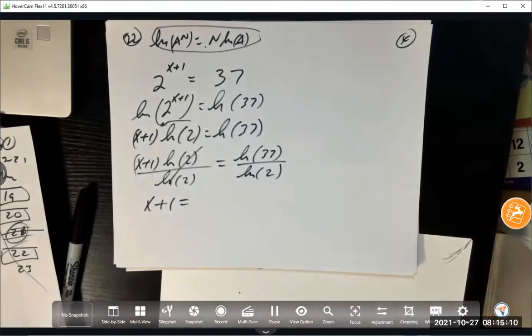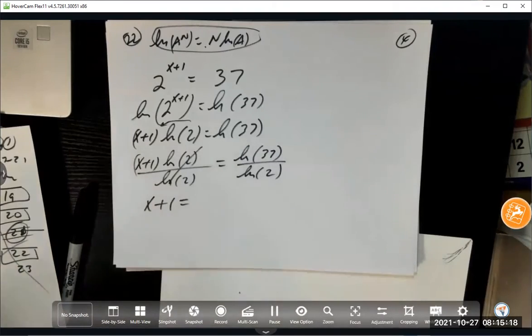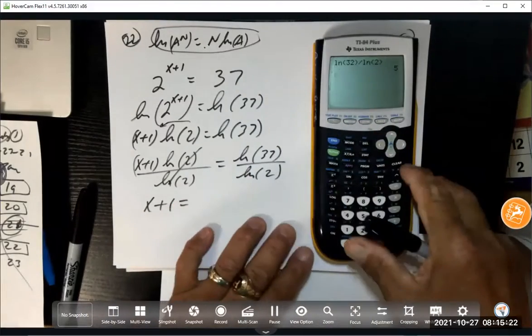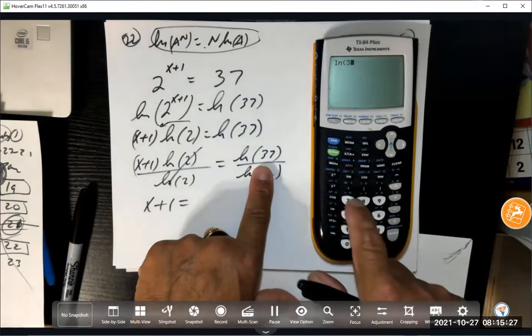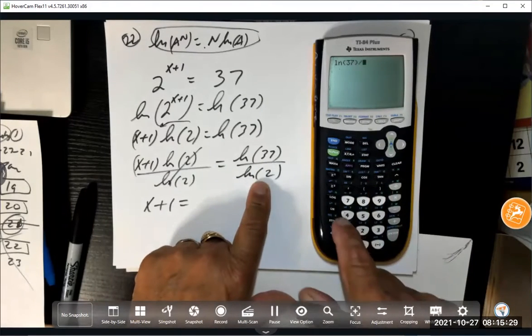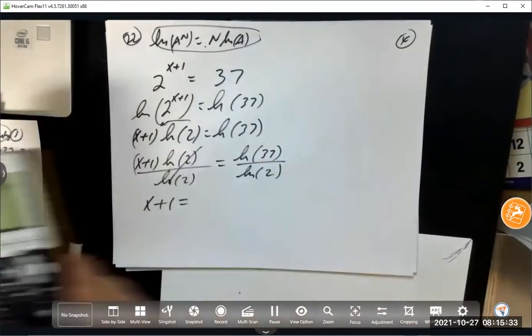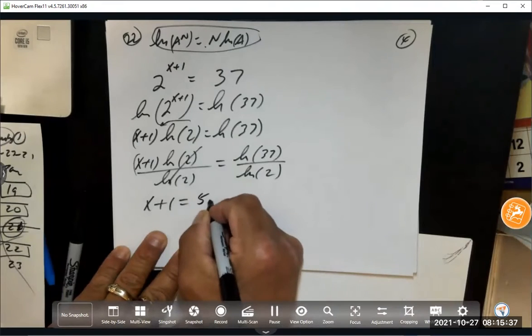All right. So that one, calculator time, I guess. ln 37 divided by ln 2. Hang on a second. Let me get my machine. ln 37 divided by ln of 2. Boom. I got a long decimal number. I got 5 point something. What did y'all get? I got 5.